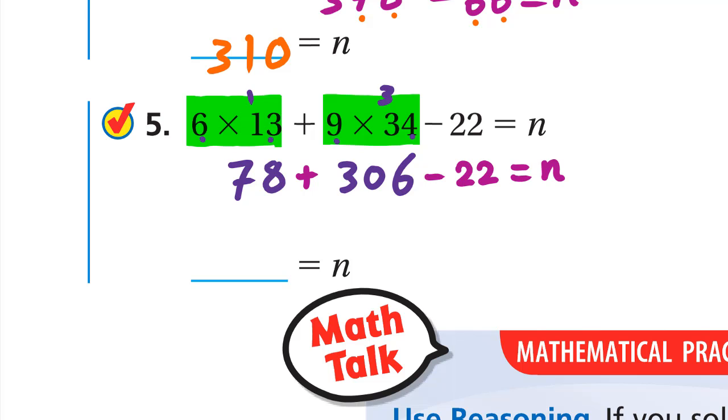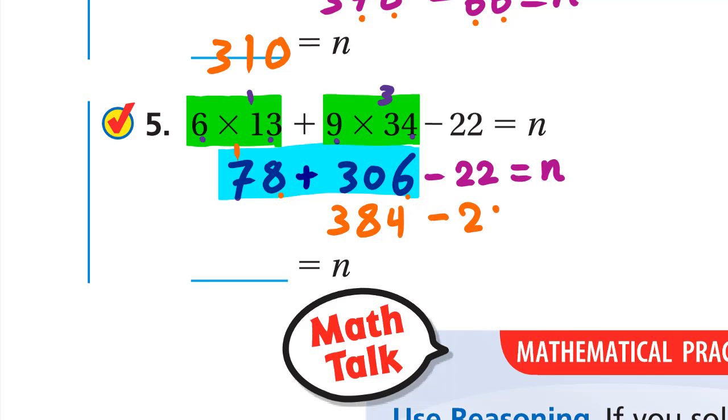So now it's a plus and minus question. So we can do it from left to right. So here 8 plus 6 is 14. So I write 4, 1 up. Now 1 plus 7 is 8, plus 0 is 8. And nothing plus 3 is 3. Minus 22 equals n. Okay, so now 384 minus 22. 4 minus 2 is 2. 8 minus 2 is 6. 3 minus nothing is 3.